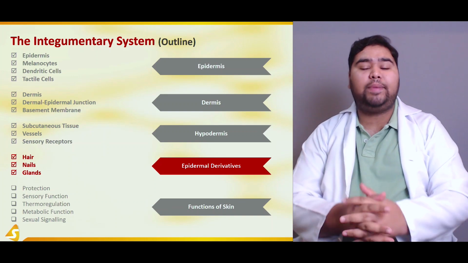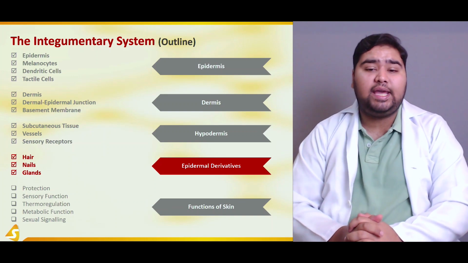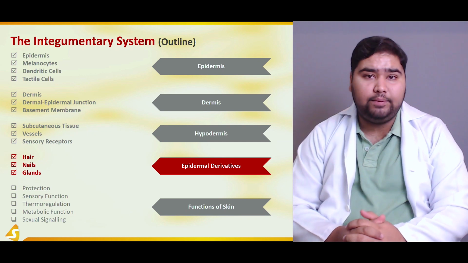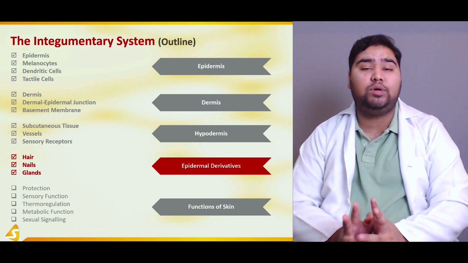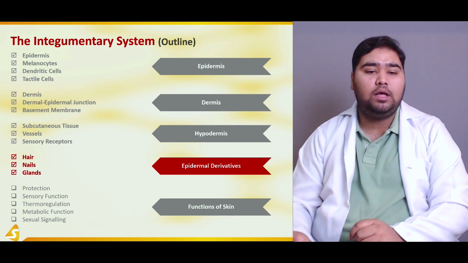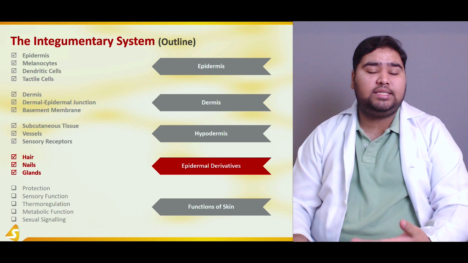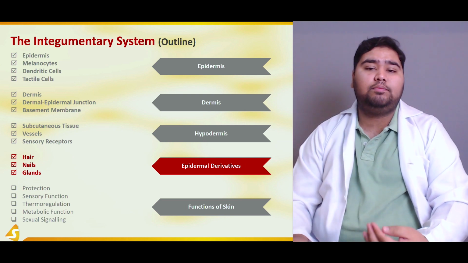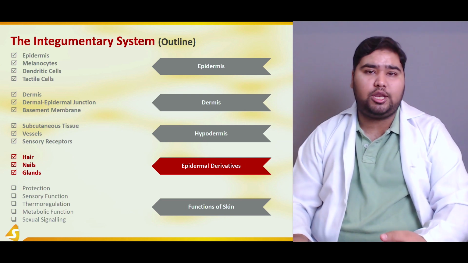So this was all about the epidermal derivatives. In this section, we covered hair, nails, and glands. There were two types of glands, sweat glands and sebaceous glands. For further details on the integumentary system, please watch other sections of this video.